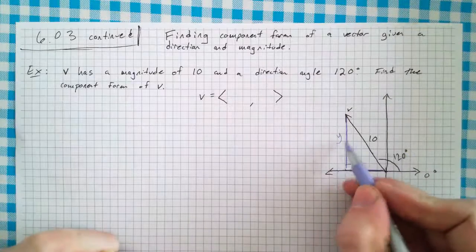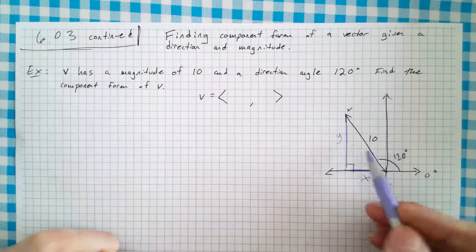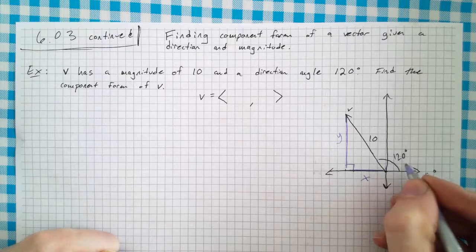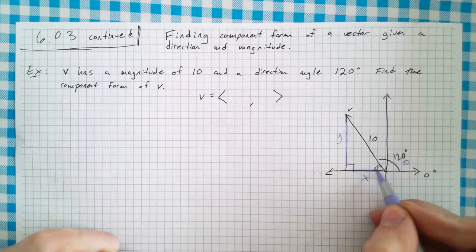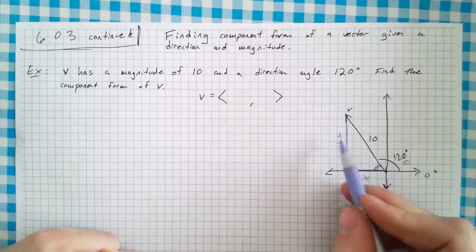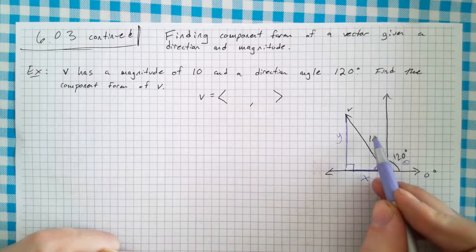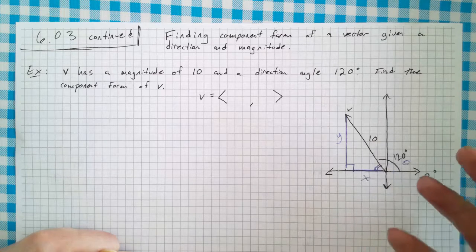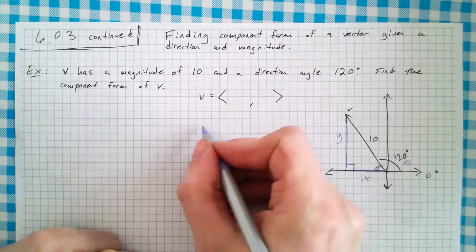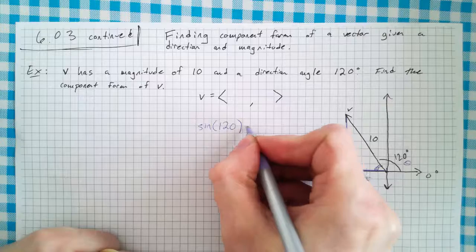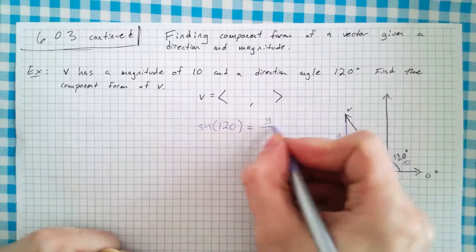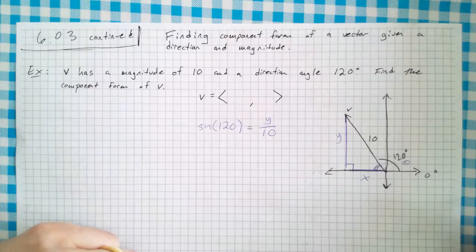Y is the vertical component. It is opposite from my angle theta here. Here's our reference angle that goes down to the x-axis. We treat that as our angle theta, right? Y is opposite from theta. 10 is the hypotenuse, and that's the value that I know. Opposite, hypotenuse. Which trig function is that? That's sine, right? So to find y, I'm going to go sine of theta, which is 120 degrees, equals opposite over hypotenuse, y over 10. Okay, that's how I'm going to find my y-coordinate.